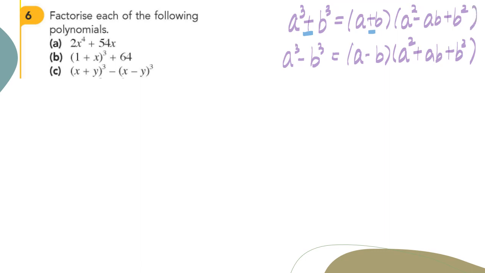So you will have positive, positive, followed by negative and then positive. So it's plus plus minus plus. But if you start off with a cubed minus b cubed, if you start off with a negative, then you will have a negative, negative, positive, positive, right? So it's plus plus minus plus or minus minus plus plus.